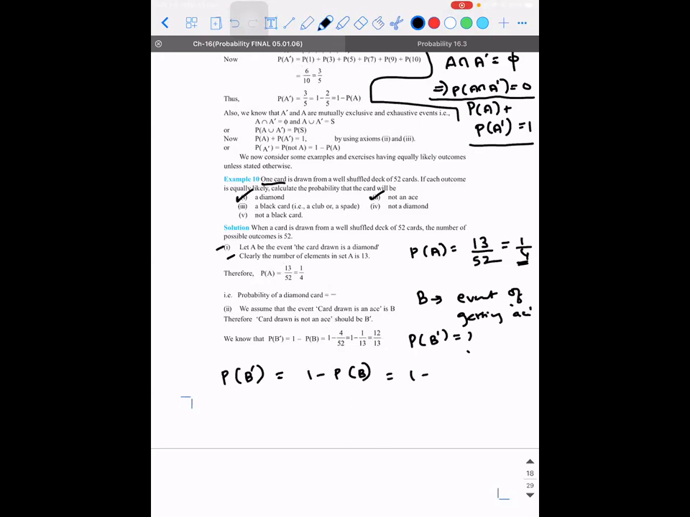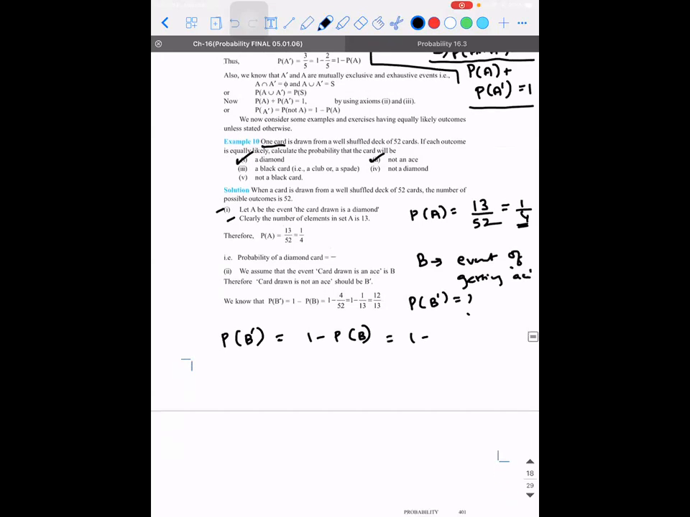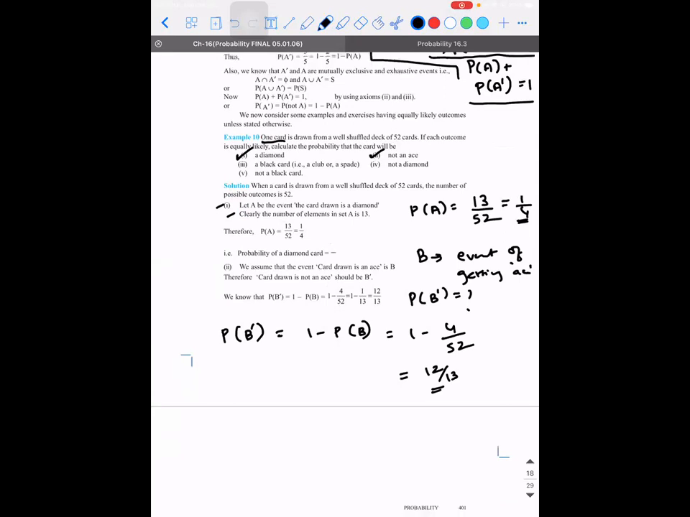How many aces are there? 4, sir. Yes, ace with a diamond, ace with a heart, ace with a spade, and ace with a club, right? We call it club also. Okay, 1 minus 4 divided by 52. That is going to be 12 divided by 13. Okay, I hope it is clear.